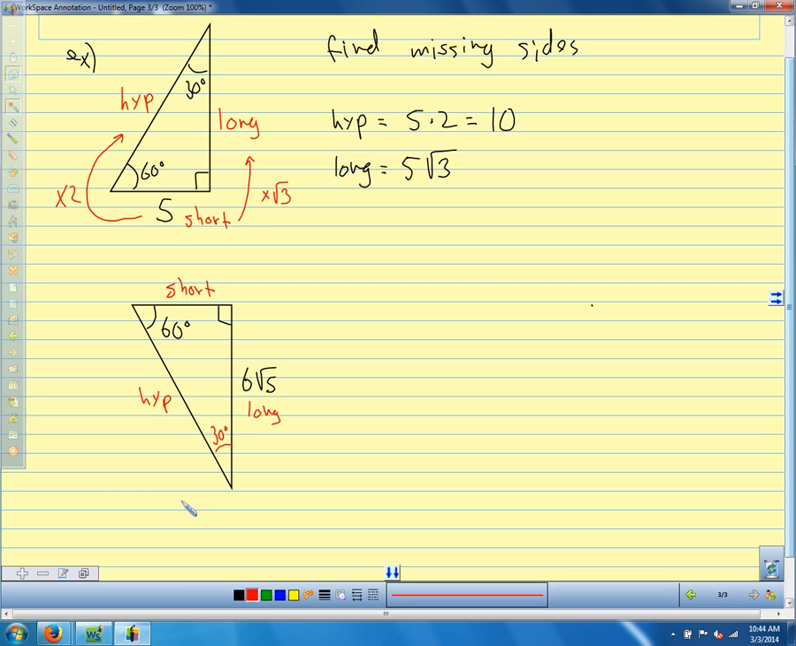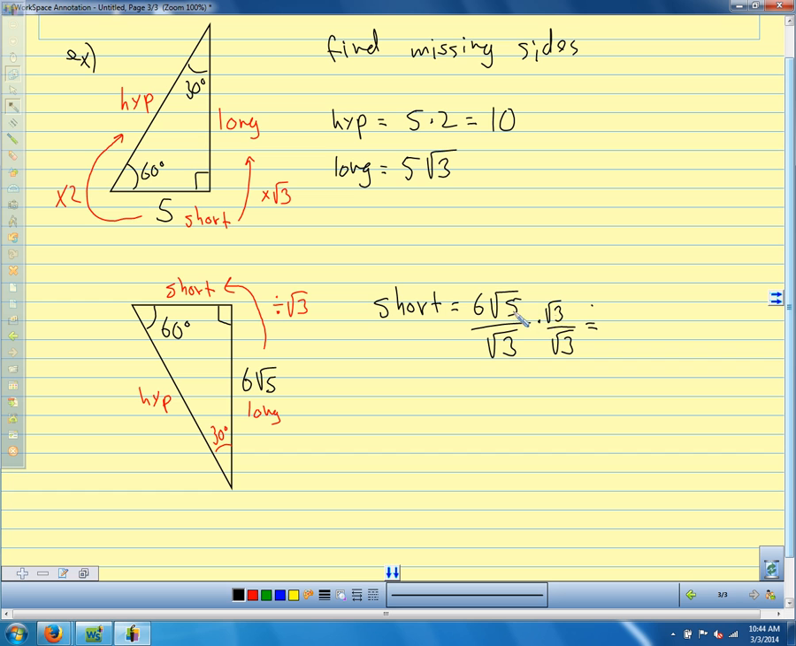So we said our short side is the key. So let's find our short side first. Long to short. What do we do? Divide by the square root of 3. So our short is 6 square root 5 divided by the square root of 3. And then what do we do to that answer? Simplify. We rationalize the denominator. So multiply by the square root of 3 over the square root of 3.